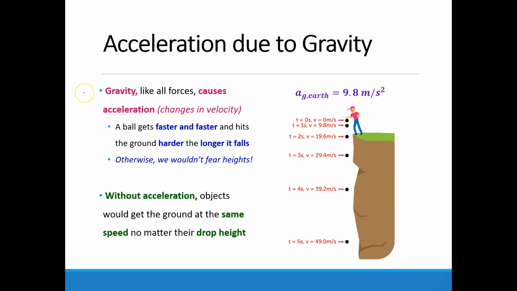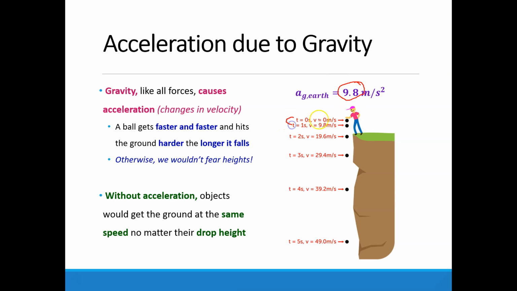The first part is that gravity, like all forces, causes acceleration. Gravity makes things faster and faster. Without acceleration, objects would not speed up when you dropped them. So acceleration is really what's causing this object to speed up as it goes down to the earth. What acceleration actually means is that whatever this number is, every second that goes by, the velocity gets that much faster.